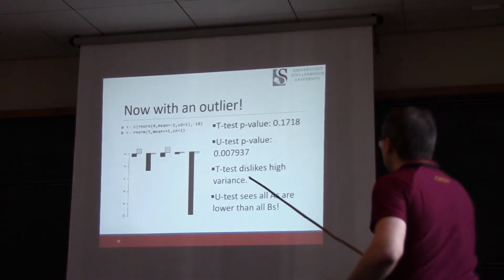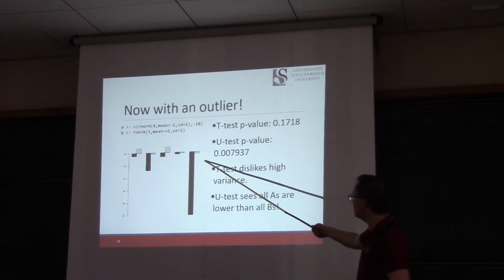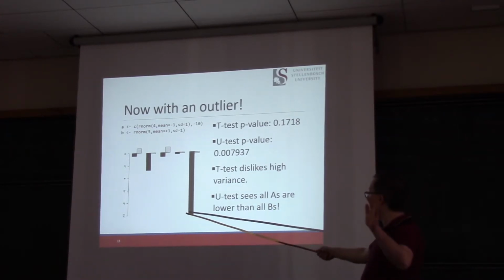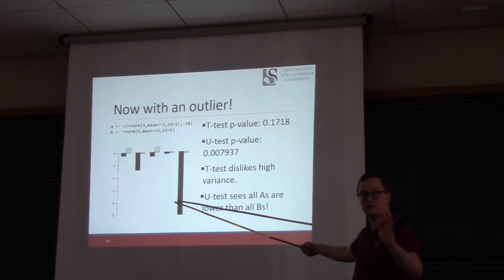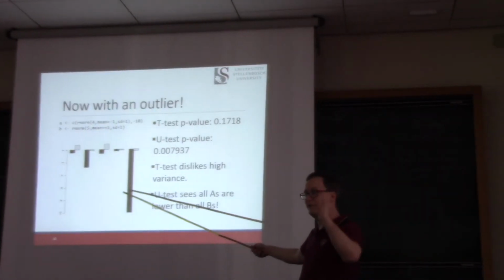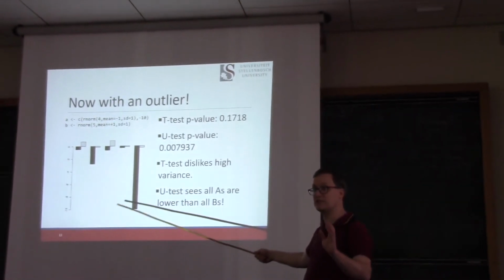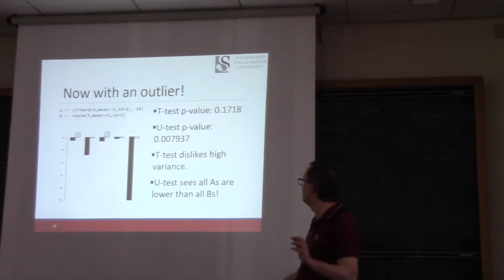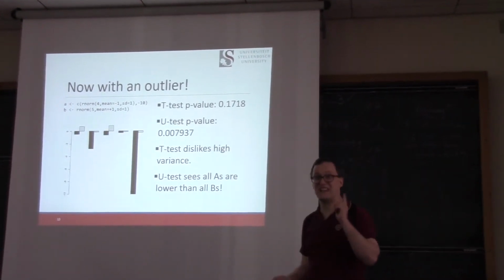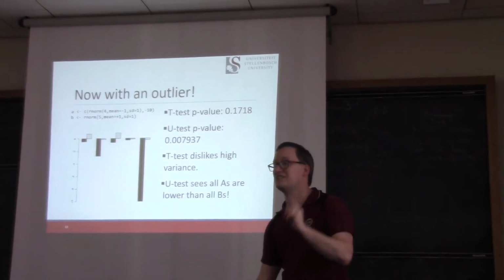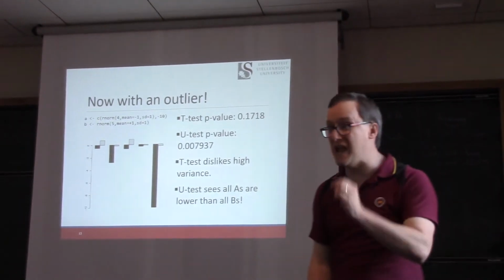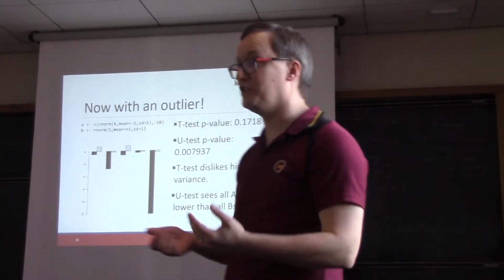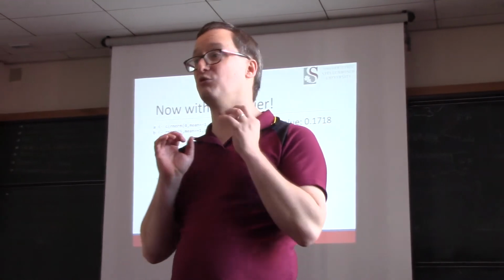So Ttest freaks out. Ttest looks at this and says, everybody out of the pool, I see that in the A distribution, I have a very, very wide distribution. That's going to really challenge the p-value. But U-test doesn't care, because U-test does not care about the magnitudes of the original data. It only cares about the ranks of them.